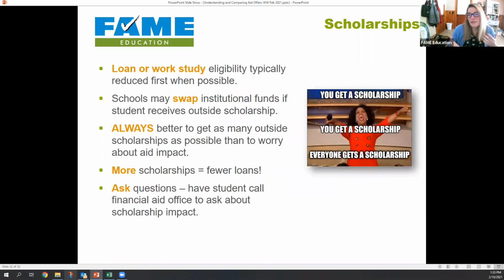If there does need to be a reduction, they're going to try to reduce loan eligibility first, which is what you want, right? Reduce that debt. Absolutely. You don't want to have to repay that. There might be a situation where they'll call and say, are you going to use all your work study? If not, we'll just swap that out because it's need-based aid. So they're going to try to do that whenever possible. More scholarships is fewer loans, and certainly have them ask any questions.